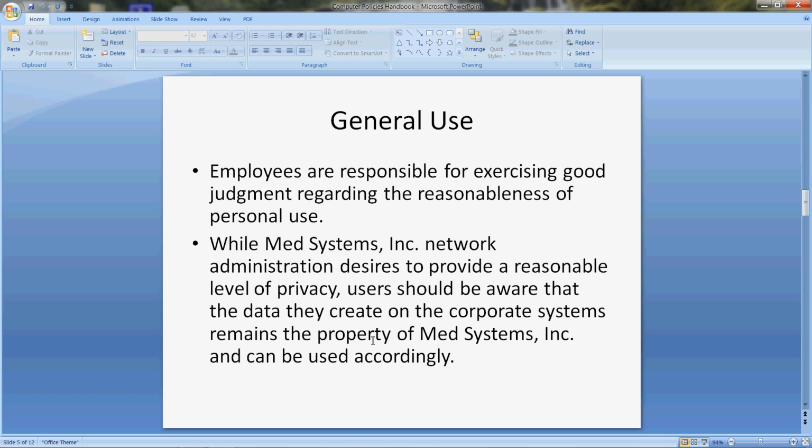Employees are responsible for exercising good judgment regarding the reasonableness of personal use. Each manager does have something set out for that, so you need to go by the guidelines of your manager. While Med Systems Incorporated Network Administration desires to provide a reasonable level of privacy, users should be aware that the data they create on the corporate systems remains the property of Med Systems Incorporated and can be used accordingly.